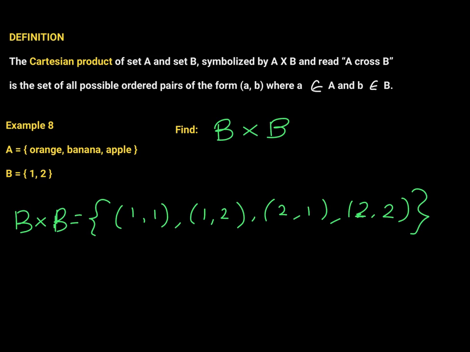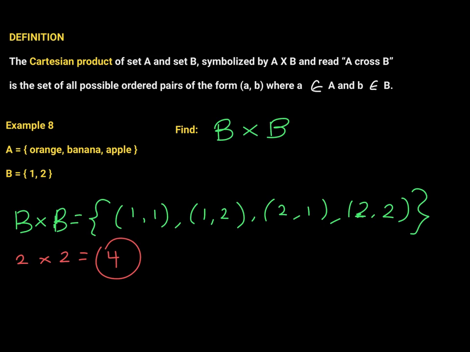Before we wrap up this lesson, one really interesting thing is to look at how many elements are in this set. 1, 2, 3, 4. And how many elements were in set B? 2. How many elements were in set B? 2. So the number of elements in the Cartesian product will be 2 times 2, which is 4. 4 elements in this Cartesian product.